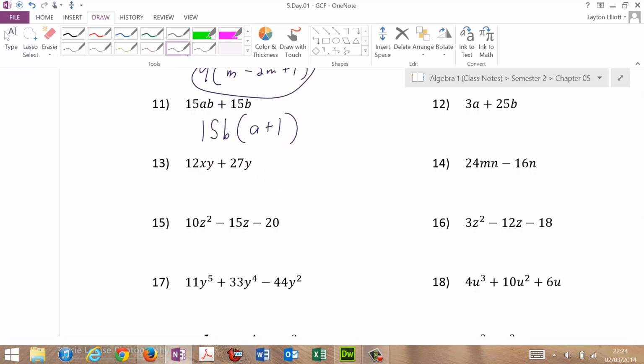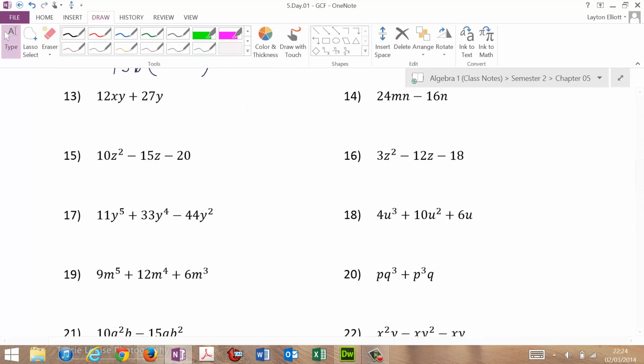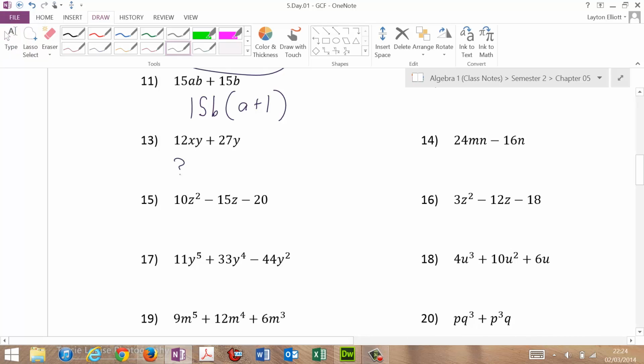Number 13, if I look at the 12 and the 27, the greatest common factor that 12 and 27 have is a 3. And then the y is common in both of them too. And then I pull that out, so I'm left with 4x plus 9, because 12 divided by 3 is 4, 27 divided by 3 is 9, and y divided by y is 1.